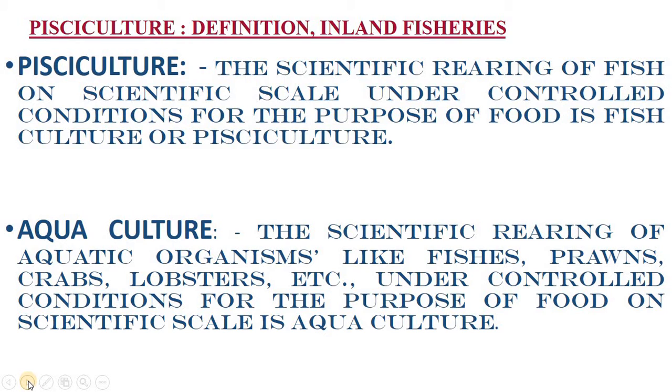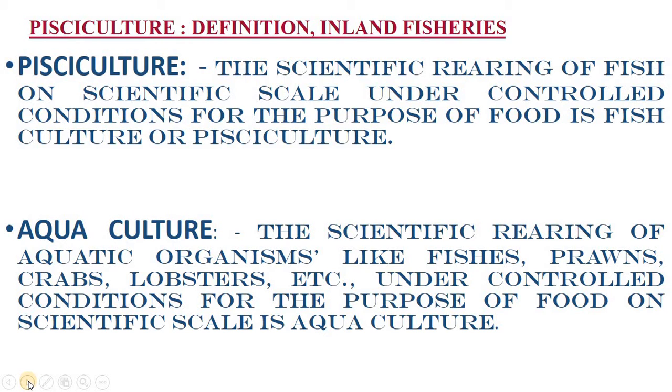Pisciculture is the scientific method of rearing fish on a scientific scale under controlled conditions for the purpose of food. It is called fish culture or pisciculture. The superclass Pisces involves the study of fishes, maybe the Chondrichthyes, Osteichthyes or Placodermi, so three parts of the superclass Pisces. Pisces in Latin means fishes in English. The scientific method of rearing the fishes on a scientific scale under controlled conditions for the purpose of food is called fish culture or pisciculture.